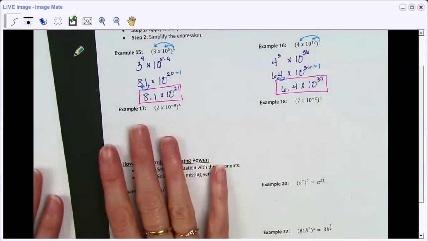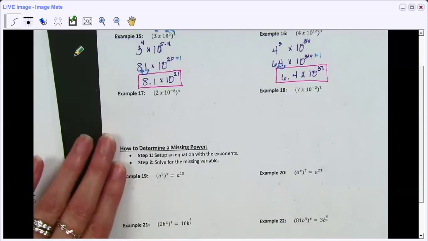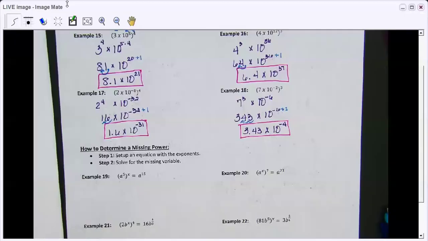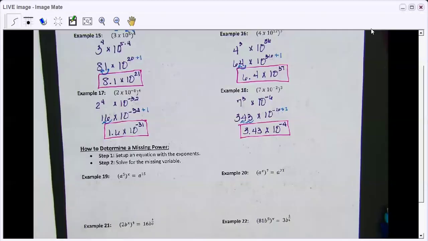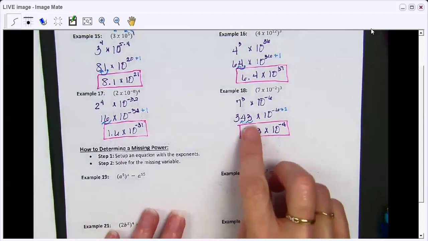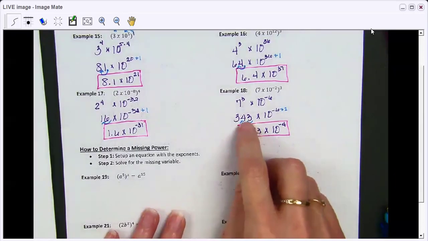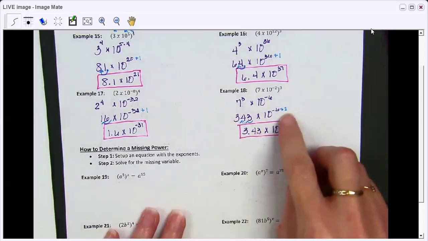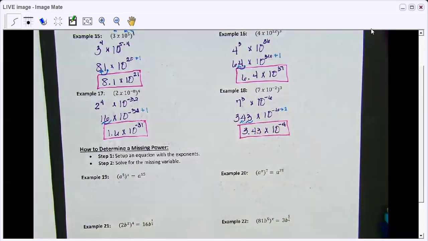Okay, I want you to try 17 on your own. Let's try 17 and 18 on your own, and we'll come back and check our answers. So I'm going to pause the video. Okay, so go ahead and check example 17 and 18. The one thing that I want to make clear is that in example 18, because we moved our decimal twice, we had to add 2. So you're adding to the exponent the number of times that you move the decimal.